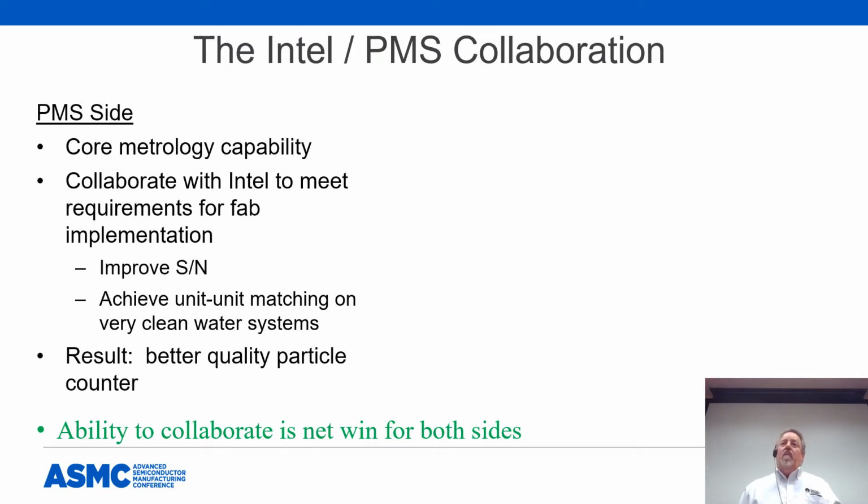So we come out with some technology, and we'll get pushback from Intel. They'll say, hey, you need to make it better. You need better signal to noise. You need to have better unit-to-unit matching. So if we're going to roll this out and make measurements in different areas, and we try to make comparisons in different areas, we need to be able to compare these units and know that we're seeing apples to apples here. So really, the result of the collaboration is a better quality particle counter.